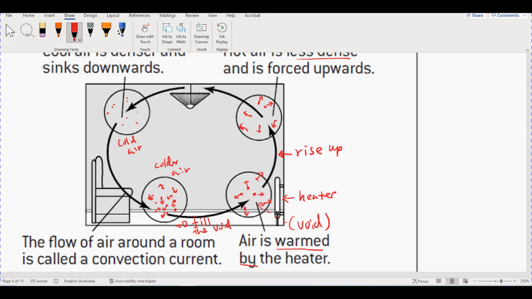So remember, hot air rises here, and you will fill in that place. Of course, in doing so, because it has traveled a long way from the heater, this air will tend to cool down.